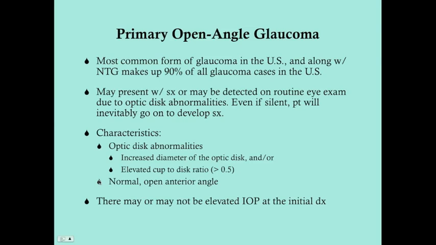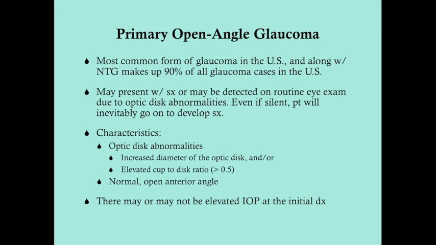Primary open angle glaucoma. I want to talk about this one the most because this is the most common one in the U.S. So this is the most common form of glaucoma in the U.S. and along with normal tension glaucoma makes up 90% of all glaucoma cases in this country. This can present with symptoms, but more commonly it's detected on routine eye exam due to optic disc abnormalities. Even if it's silent, which it typically is, the patient will inevitably go on to develop symptoms. So this is really the problem, screening and finding open angle glaucoma before it goes on to develop symptoms.